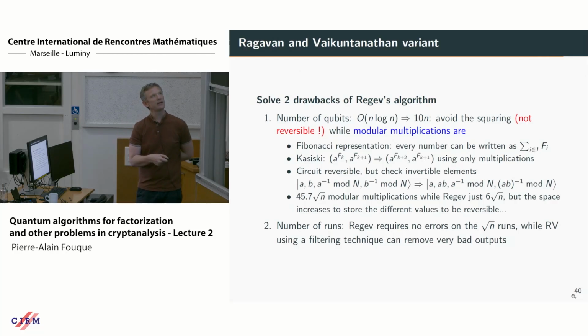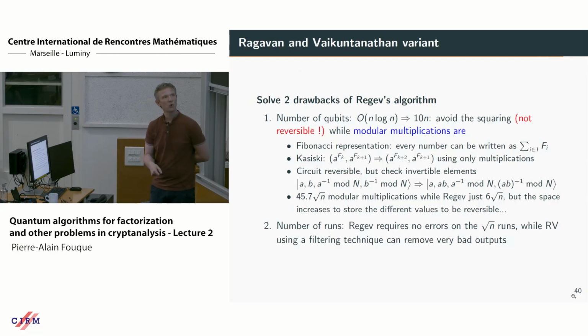Okay? And here, you see that you have to do a little bit more multiplication using Fibonacci numbers. And so the number of multiplications is larger for the Ragavan and Vaikuntanathan algorithm than for Regev's. Okay, so it's normal. The number of multiplications increases, but you have no squaring here.